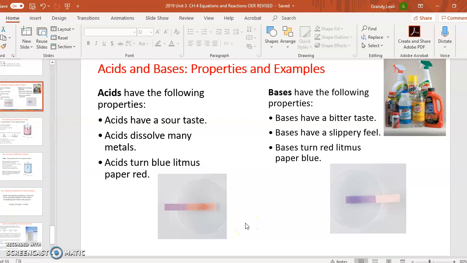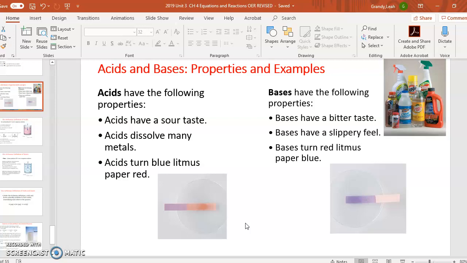Hello, welcome to the last video for Unit 3, Reactions and Equations. In this video I'm going to deal with acids and bases, just a little bit of general knowledge on acids and bases, and that will lead us into neutralization reactions. And then of course there is a unit on acids and bases later in the course that will be much more detailed than this video.